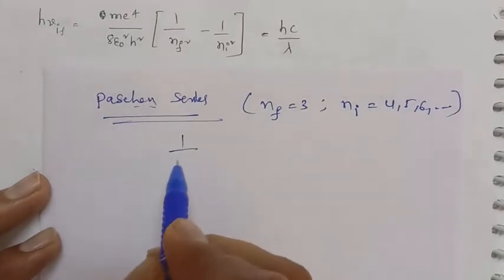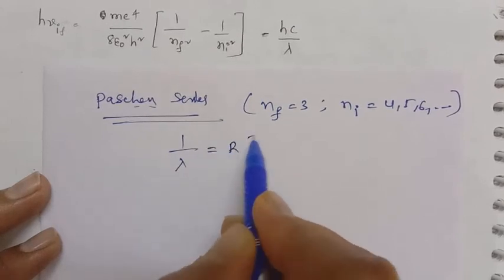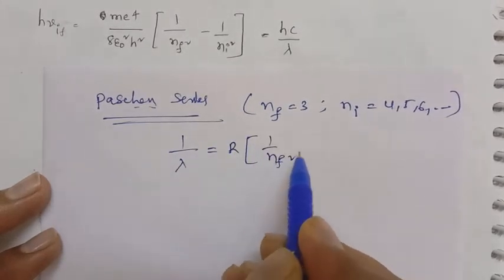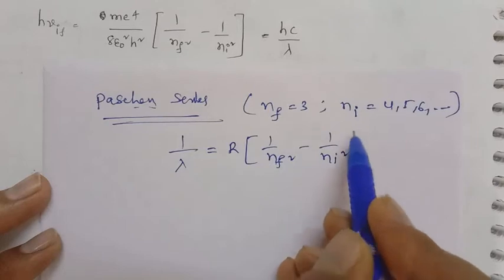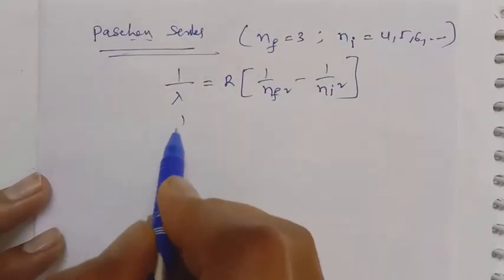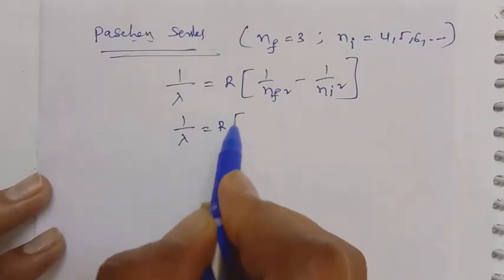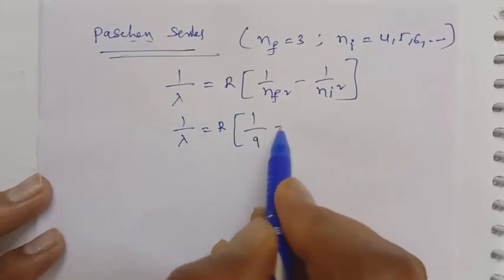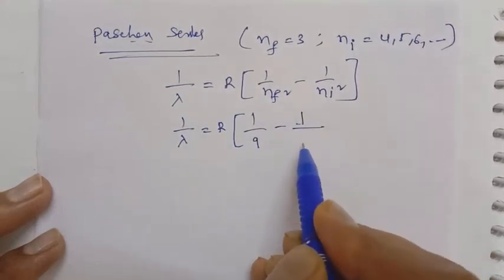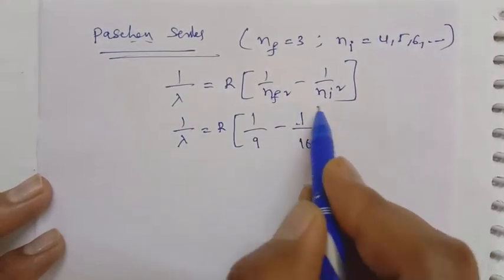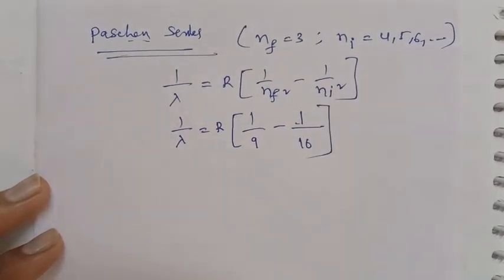So then what is the formula? 1 by lambda is equal to R into 1 by Nf square minus 1 by Ni square. So 1 by lambda is equal to R into, Nf means 1 by 9, minus 1 by Ni means 1 by 16, since 4 fours are 16. Then what is the LCM?